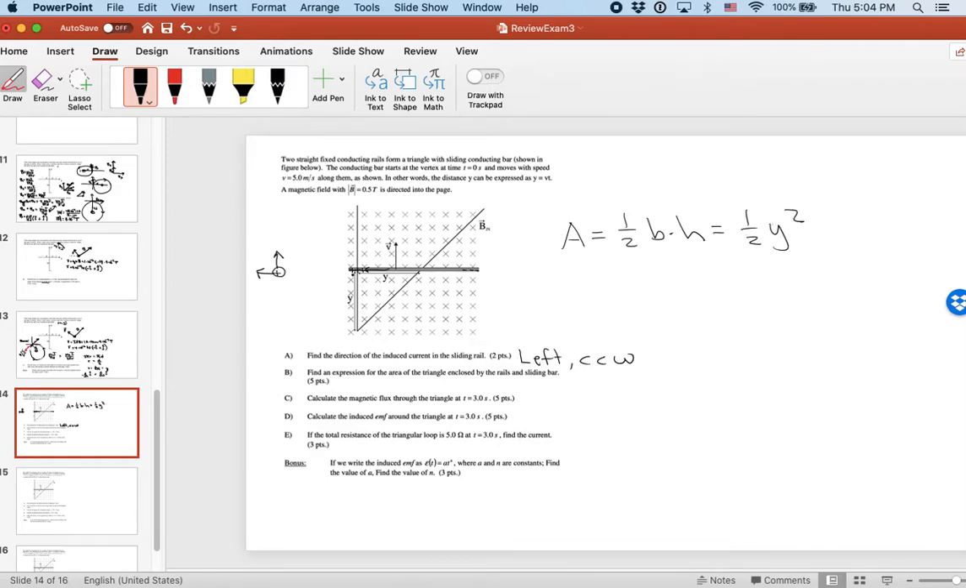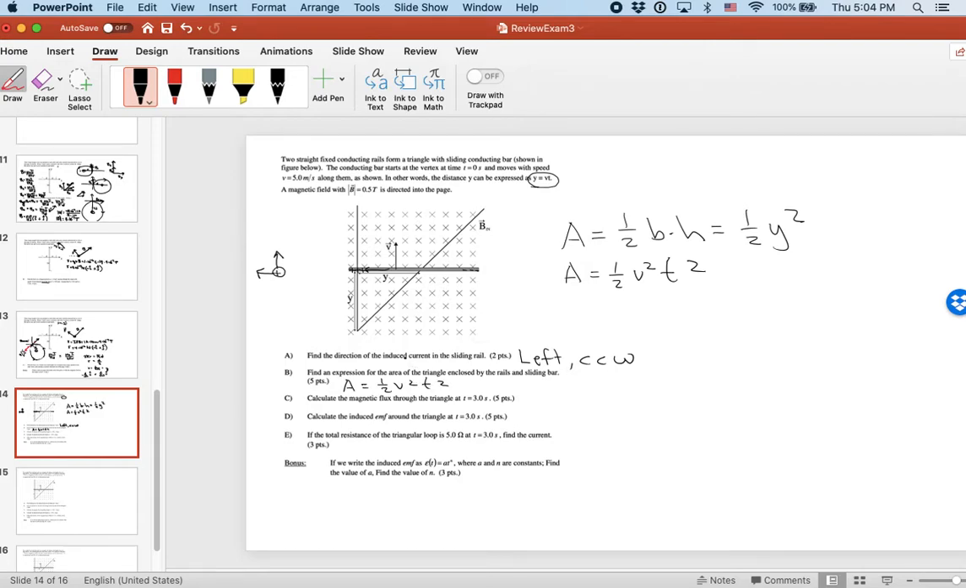Well, what is y? Well, we have an expression up here in the problem that says y is equal to velocity times time. So if y is equal to velocity times time, then my area is going to equal 1/2 v squared times t squared. And so that's part B. So A is equal to 1/2 v squared times t squared.